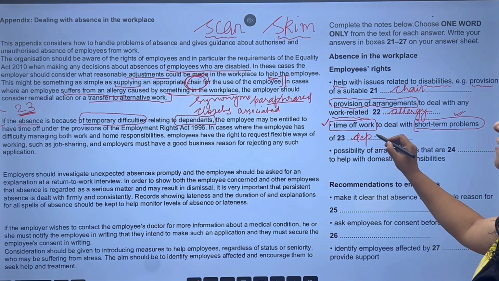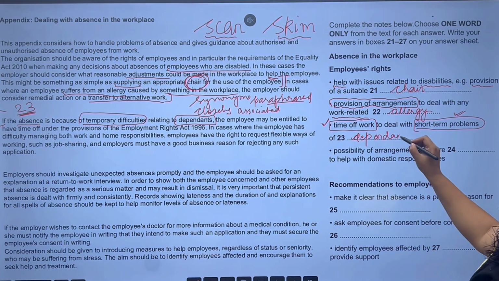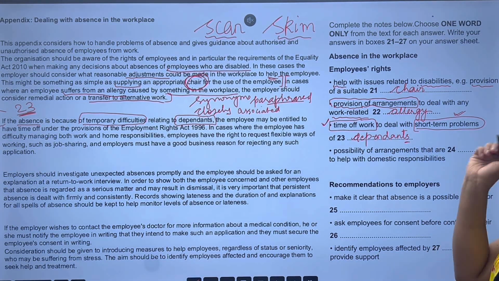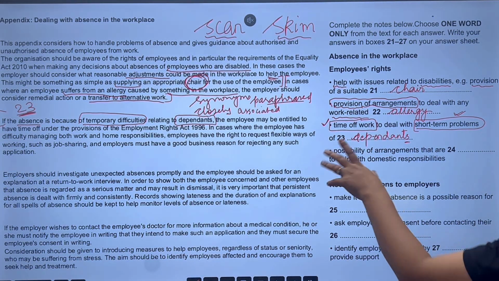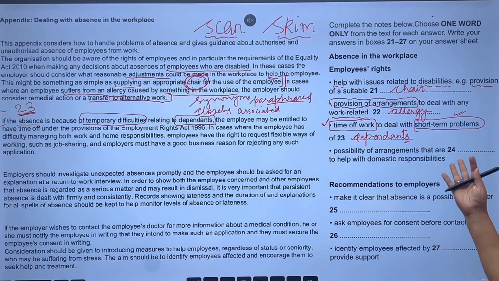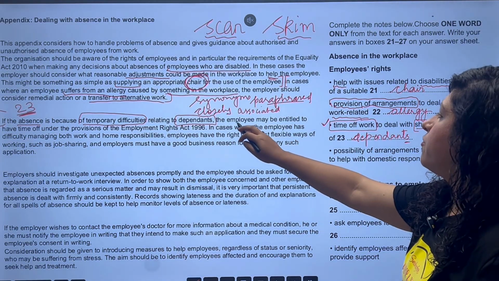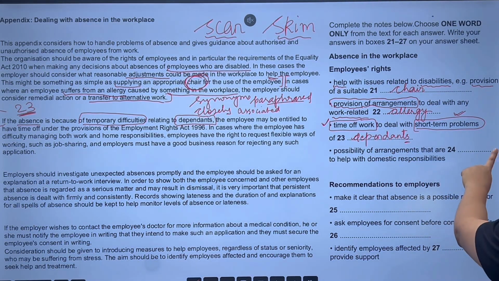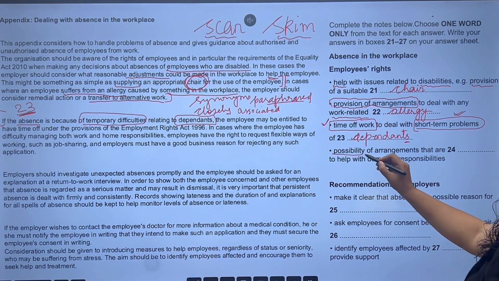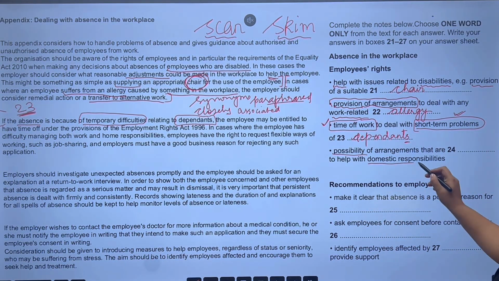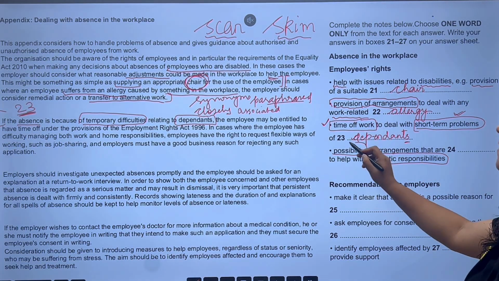And again, do not make any grammatical mistake. If it's written as dependence with an S, you have to write the S at the end. Alright, and only one word. Now, we keep on reading for the next question. So I'll read somewhere from here for question number 24. It says, possibility of arrangements that are something to help with domestic responsibilities. These are my keywords. So again, I search for them.